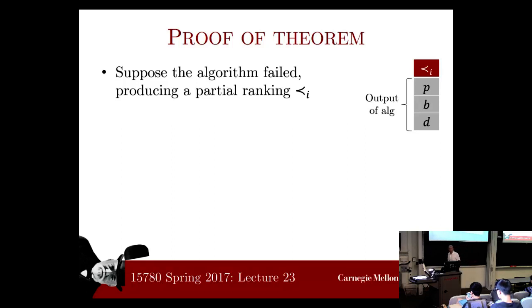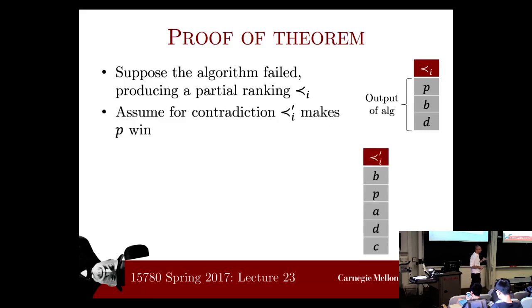So let's say that the algorithm failed and at some point got stuck. So it started ranking the alternatives. It put P first and then B and then D and then got stuck. So the other alternatives here are A and C, but it couldn't put either A or C in the next position.